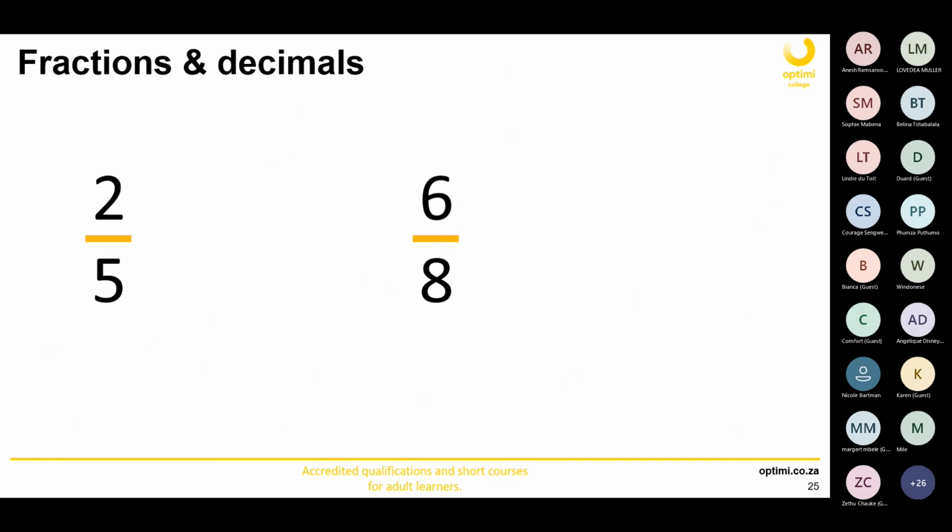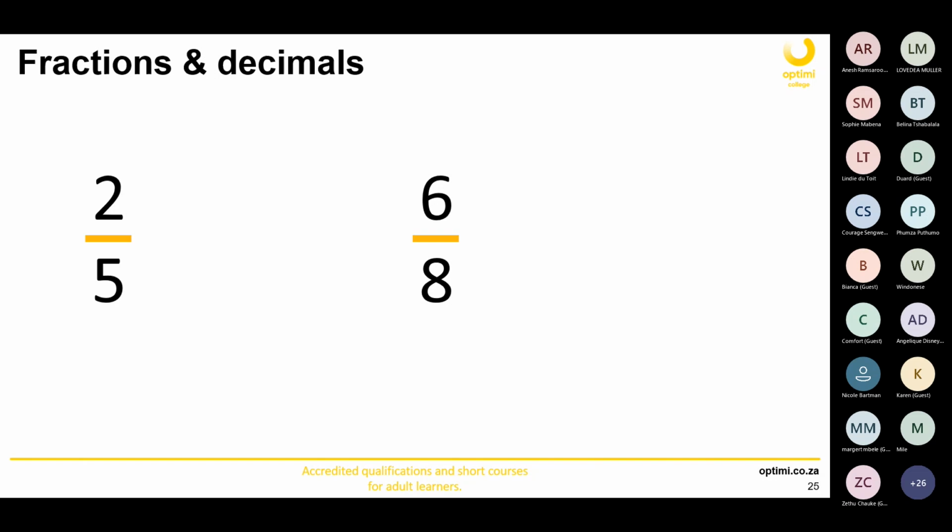Fractions and decimals. And we're going on. Okay, fractions and decimals. To get a decimal to a fraction, the easiest way is to make the denominator a multiple of 10, 100, 1,000, 10,000, 100,000. Make the denominator a multiple of 10. That's the easiest way to get from a fraction to a decimal.